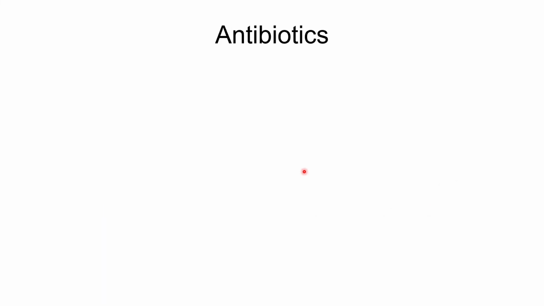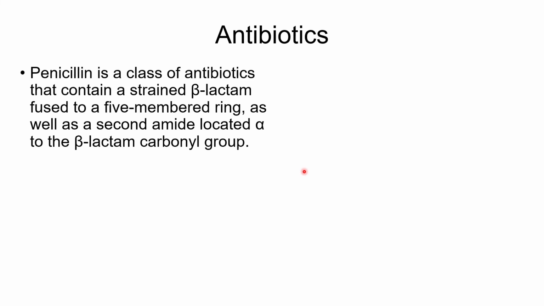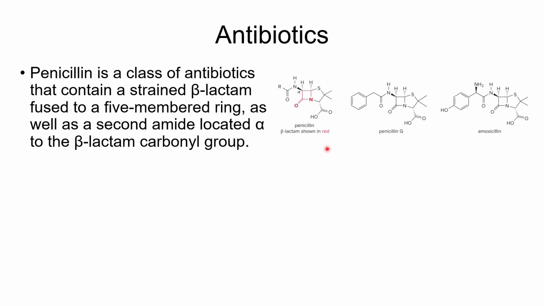All right, antibiotics, and we would be remiss if we didn't mention antibiotics when talking about amides. There is a whole class. There's actually two whole classes that I am more aware of, but there are others that are related. But one class is the penicillin class of antibiotics, and you'll notice that all penicillin antibiotics are going to have this 4-membered ring, which is a lactam, a beta lactam.